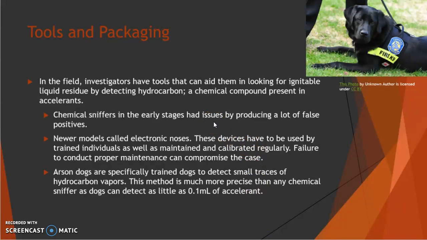Some of the tools and packaging when recovering fire evidence. So most of the evidence gathered from a fire is based on hydrocarbon, which is a chemical compound present in accelerants. Chemical sniffers in the early ages had issues by producing a lot of false positives. Newer models are called electronic noses, but they have to be calibrated and maintained regularly, or else the evidence might be compromised in the case. There are dogs specifically trained for arson cases where they can detect small traces of hydrocarbon, as little as 0.1 milliliters of accelerant.